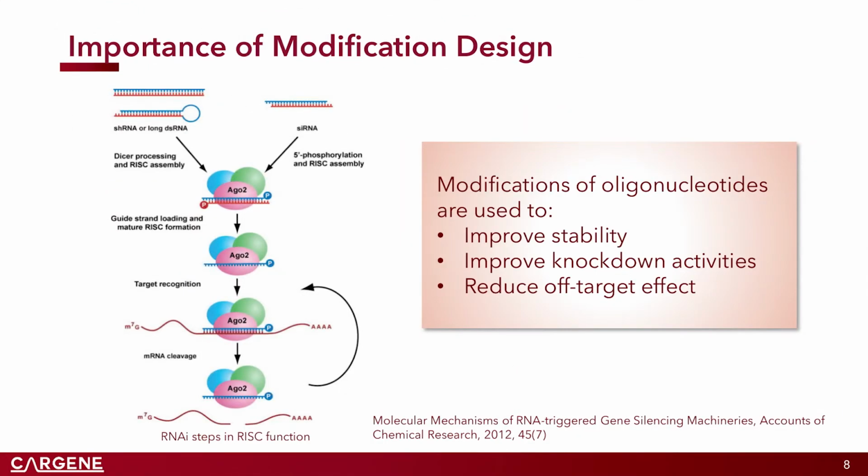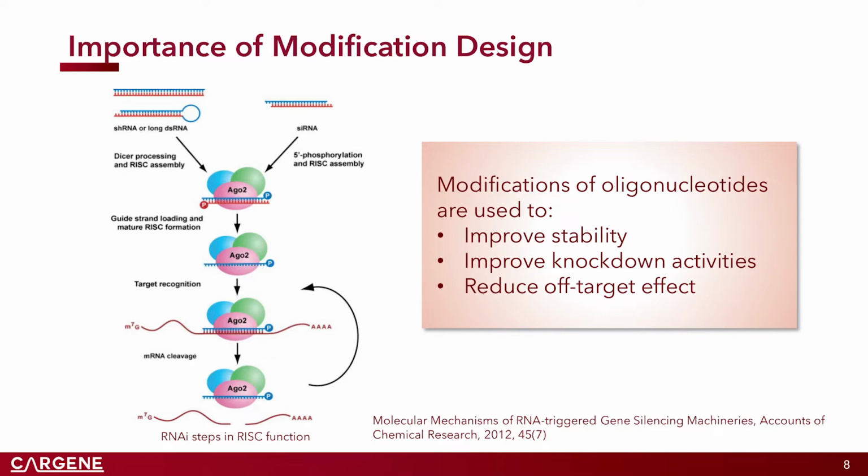And then the next part, if you remember from my first slide, I mentioned the importance of modification design. Why is it so important? I think you have seen this diagram before. So I will go through the RNA interference steps to showcase the importance of the modification. For small interfering RNA, the very important thing is you first need to be able to get it into your cell. That means it has to be stable traveling through the bloodstream, coming to the cell, then to the endosome, and finally being released as a small interfering RNA.